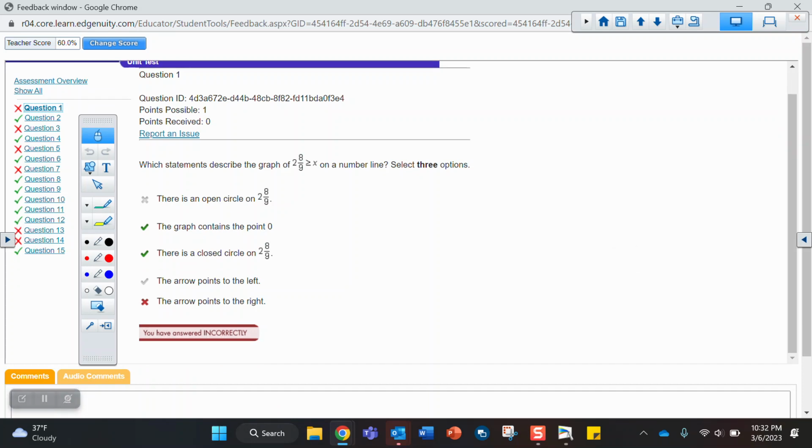So the first one says, which statements describe the graph of 2 and 8/9 is greater than or equal to x on a number line? Select 3 options. I typically will tell students on here to actually graph the number line. So we're going to put 2 and 8/9 here in the middle. The symbol is greater than or equal to, it has the line under it in any case, so we are going to include that 2 and 8/9.